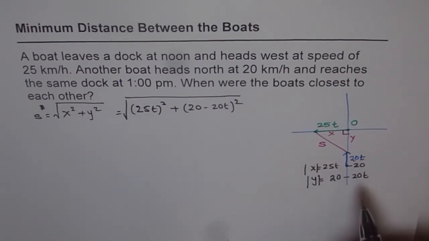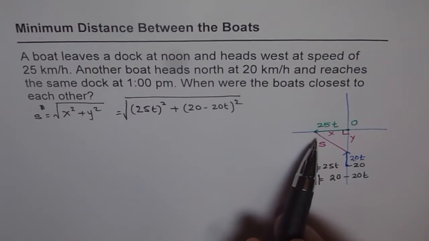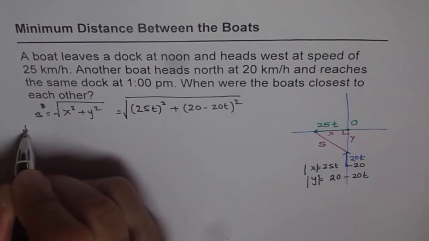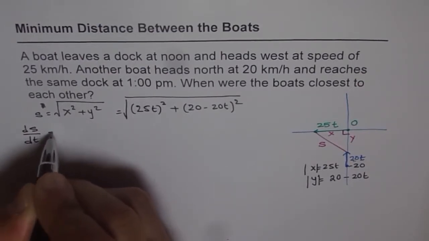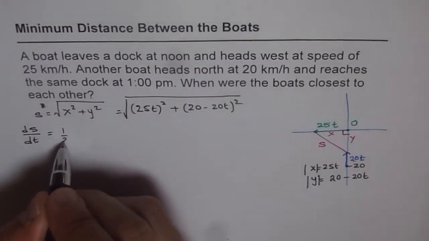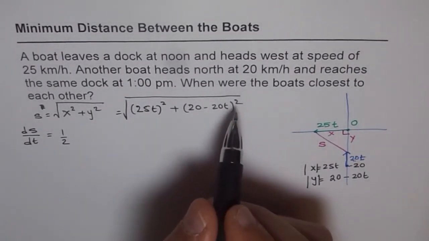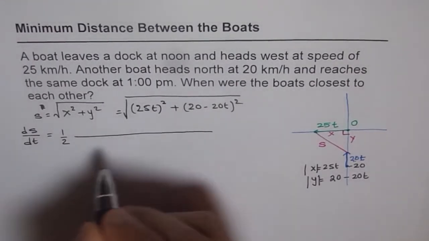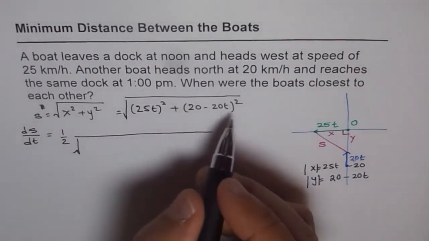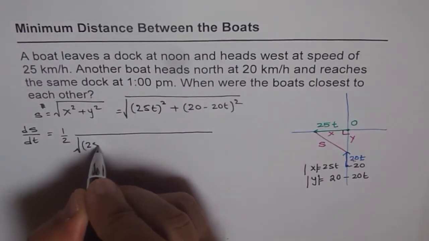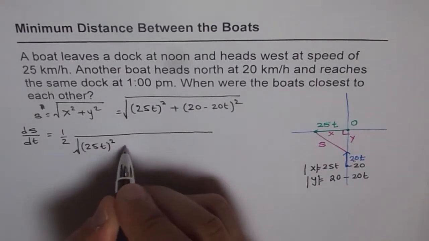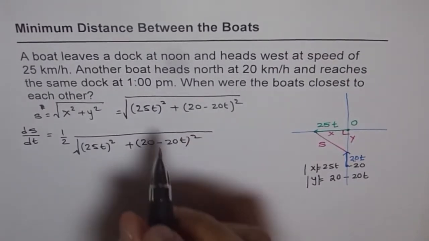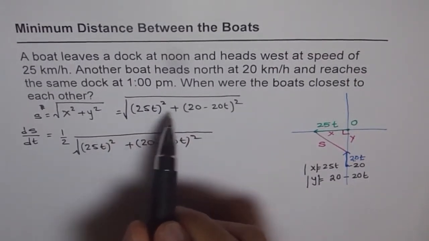Now, come on, let's take the derivative of this separation between the two boats with respect to time. So we have ds/dt equals half of the square root, everything in the square root, to the power of minus half. So I can straight away write it in the denominator, right? So let me just put it in the denominator. That is this whole thing to the power of minus half. We get 25t whole square plus 20 minus 20t whole square. And then the derivative of the inside term.